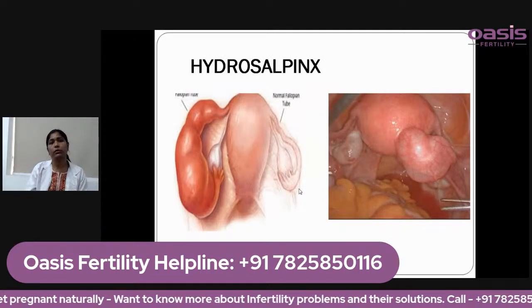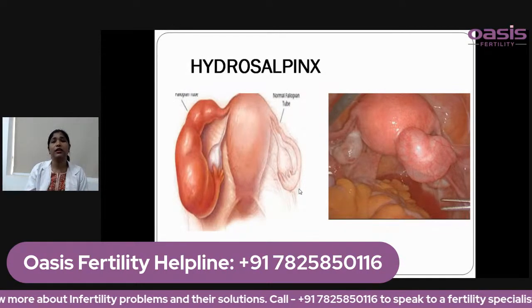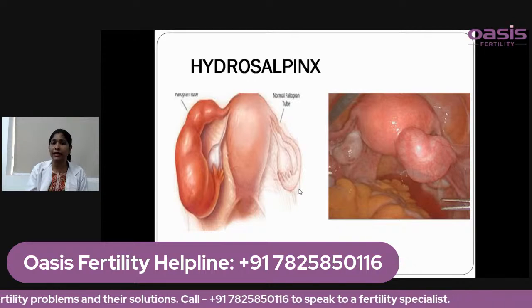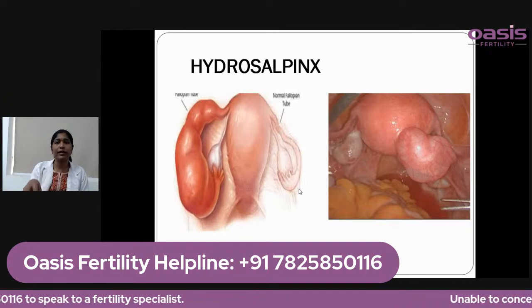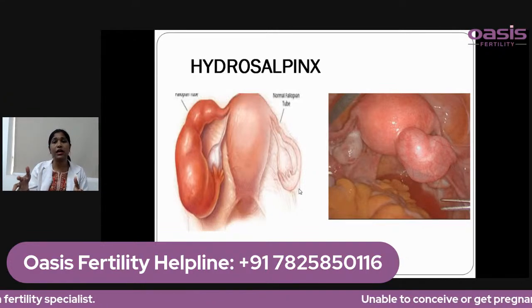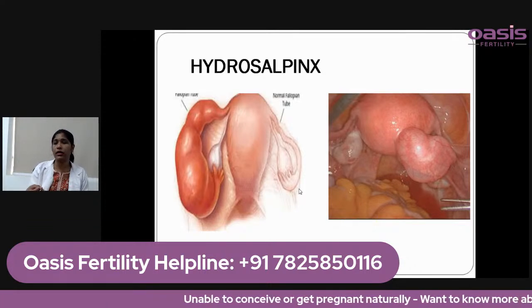The third important problem of the tube, which I had explained, is the hydrosalpinx. Now, for hydrosalpinx, you can see a diagrammatic representation on your left, and on the right, you can see the actual laparoscopic image of a hydrosalpinx. When we put in a camera, we can directly see how the tubes are swollen and enlarged, and they generally contain fluid, and sometimes they may also contain blood or pus.